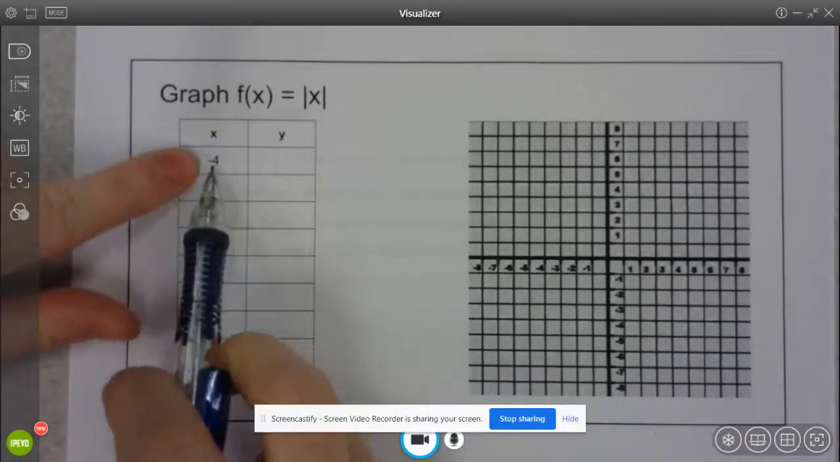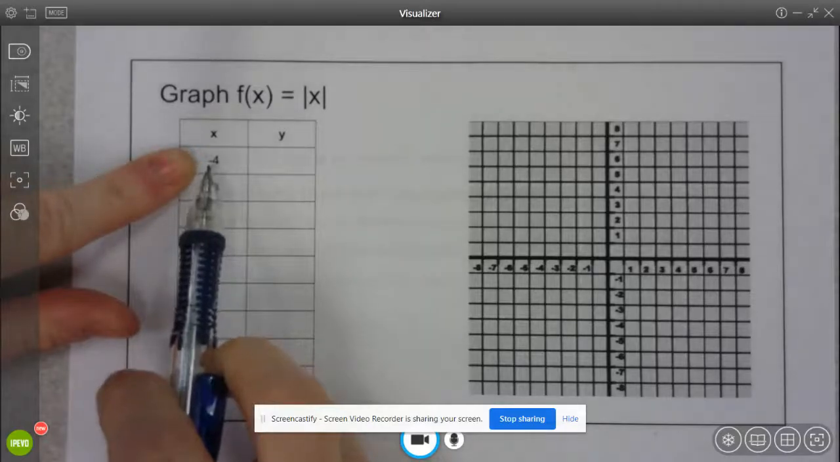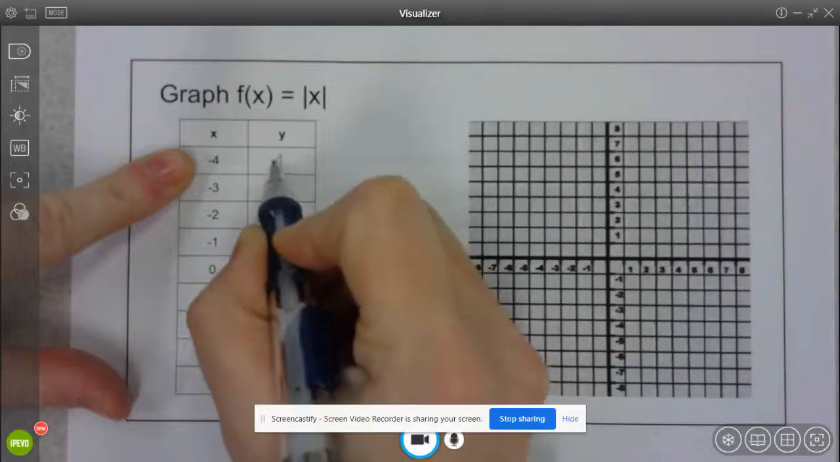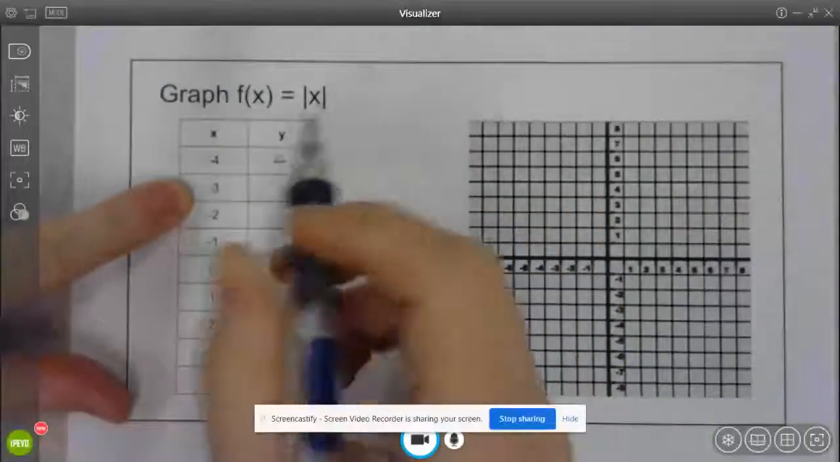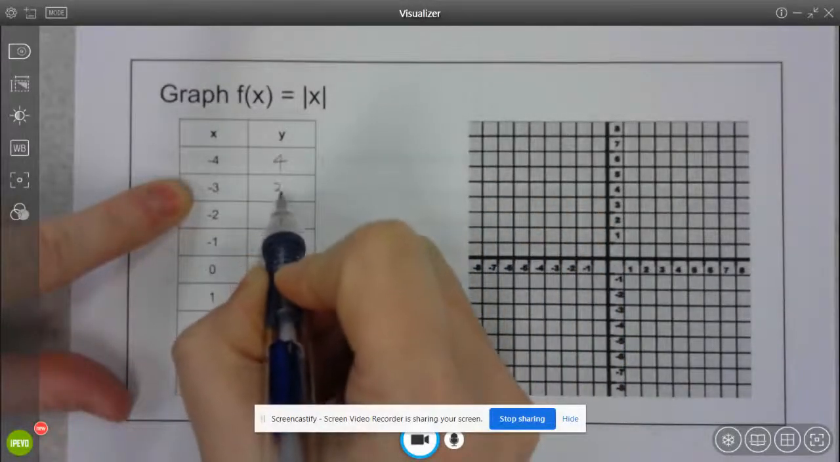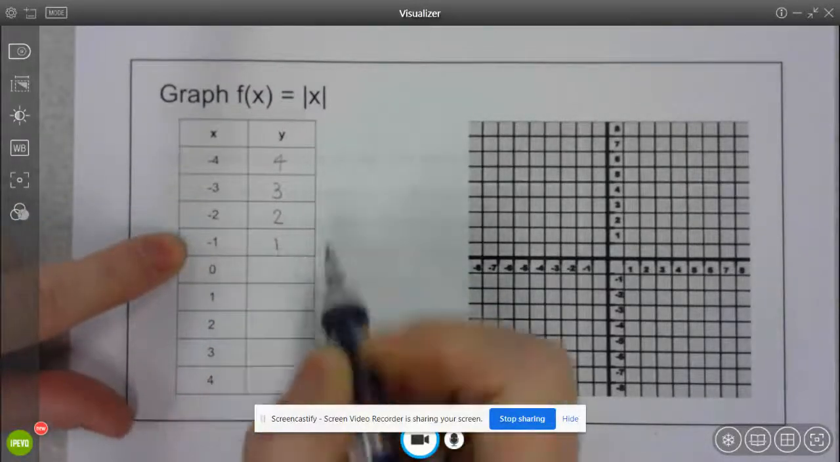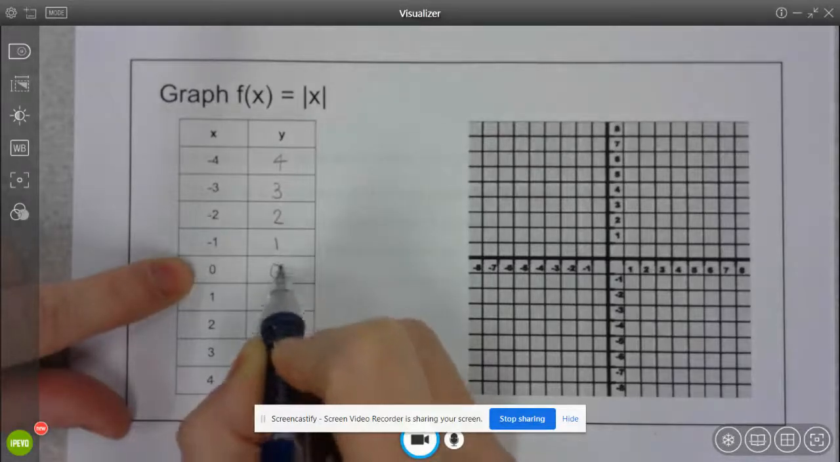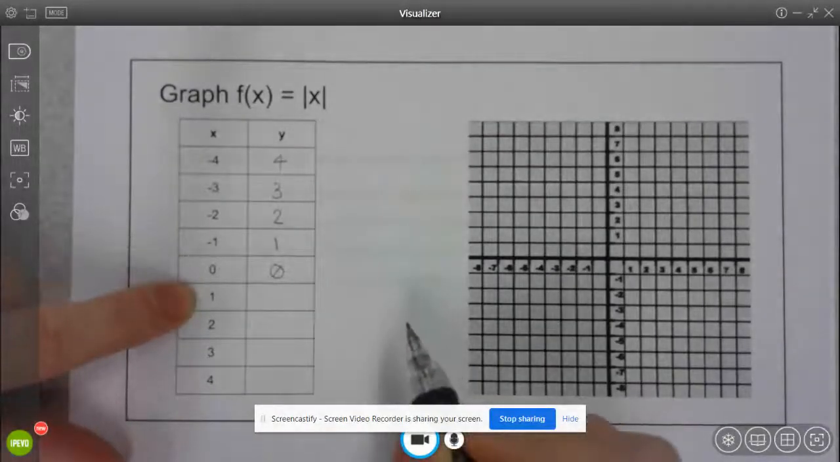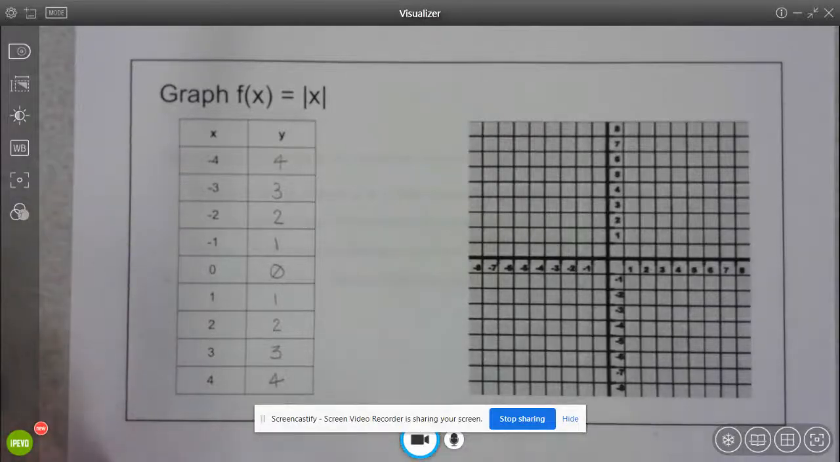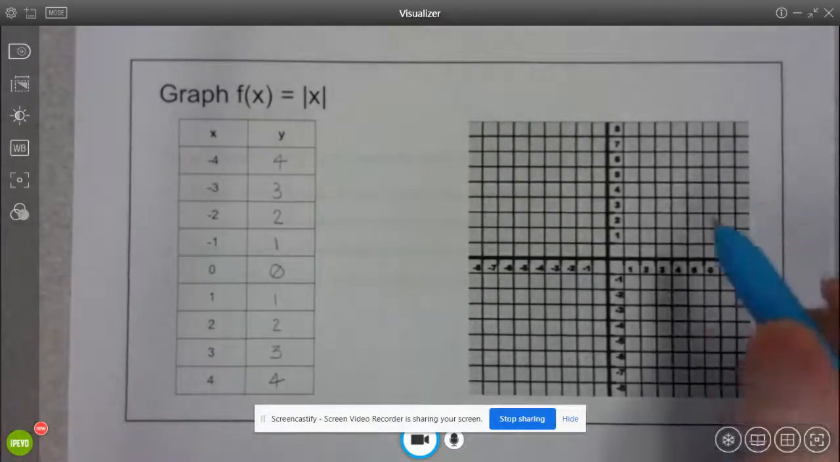So here, starting with -4, the distance of -4 from 0 is 4 units, or the absolute value of -4 is +4. Same thing here, this would be 3, this would be 2, this would be 1. 0 is no distance away from 0, so that's 0. And then these are also 1, 2, 3, and 4. And I'm going to graph these points on this graph.